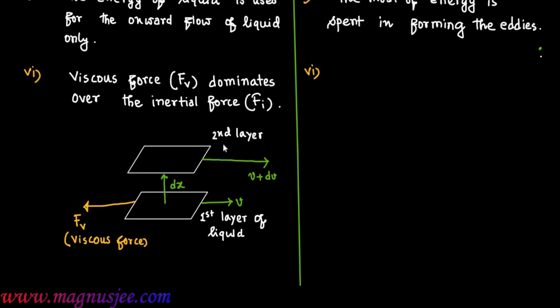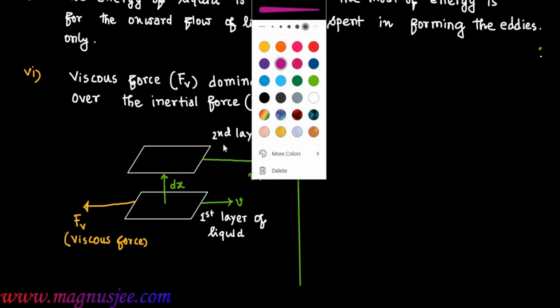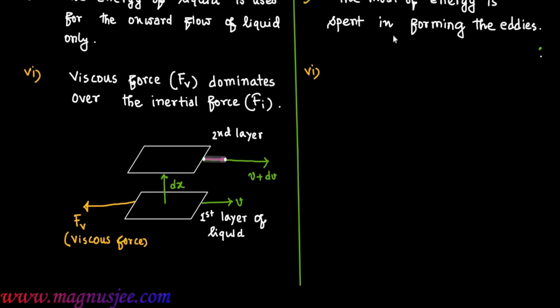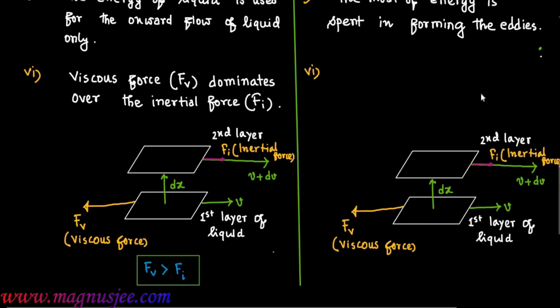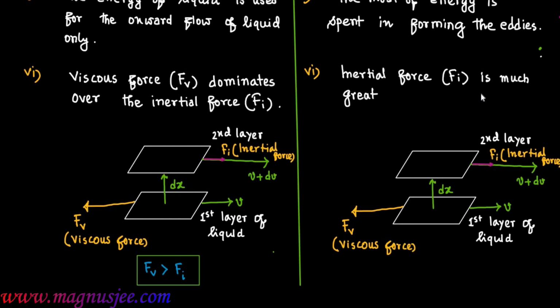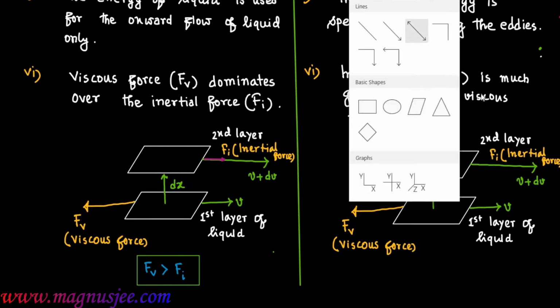In this case, second layer has the velocity v plus dv, and inertial force acts in the forward direction or towards right. This is the inertial force Fi. In the diagram, Fv is greater than Fi for streamline flow or laminar flow, because laminar flow is one type of streamline flow. Right hand side, inertial force Fi is much greater than the viscous drag or viscous force Fv.